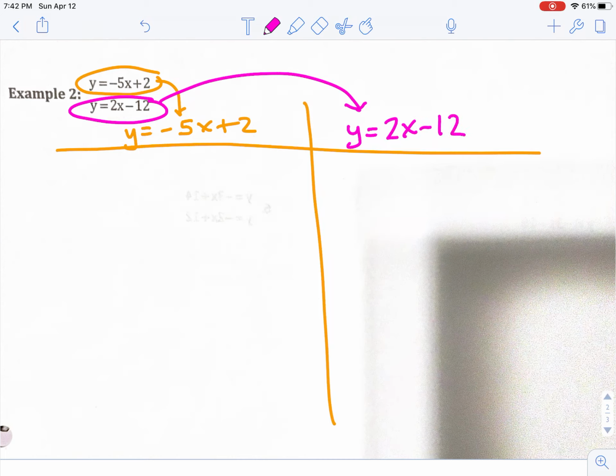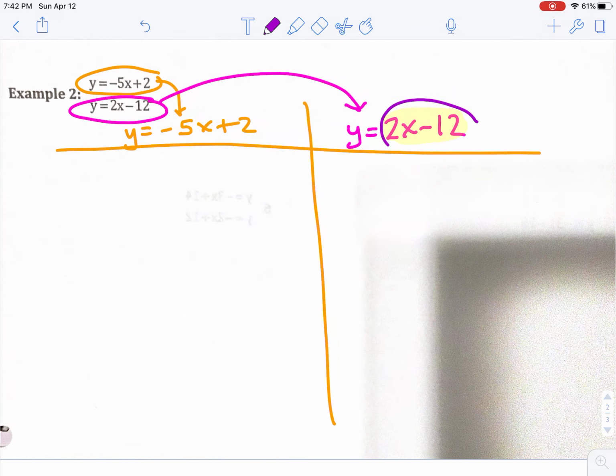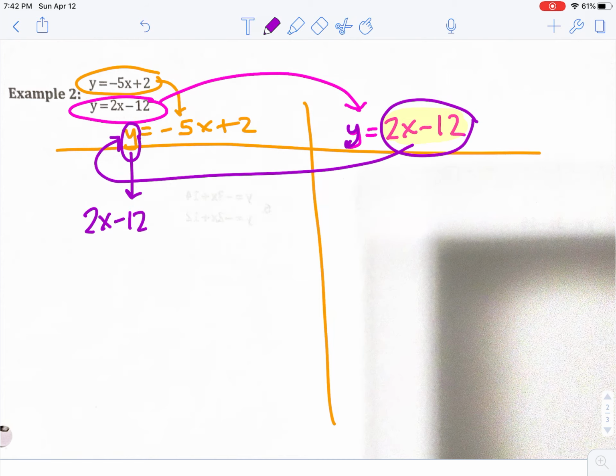And now I'm going to set those two. I'm going to take this right-hand side and I'm going to bring it and substitute it in for y over here on the left, right? Because it's equal to y. And we always sub it for whatever it's equal to. So instead of the y here, I get 2x minus 12. The right-hand side all just comes down.